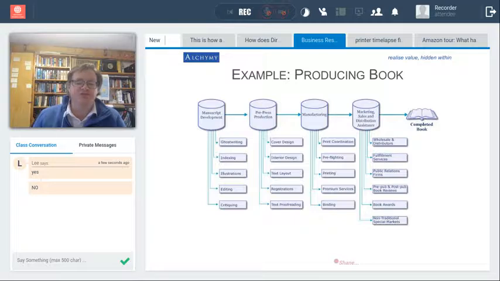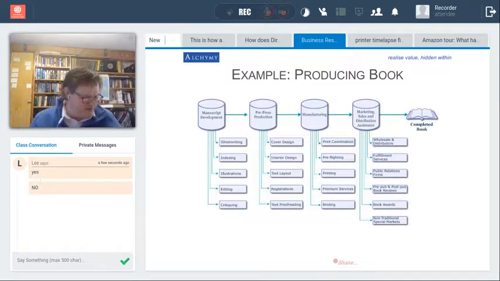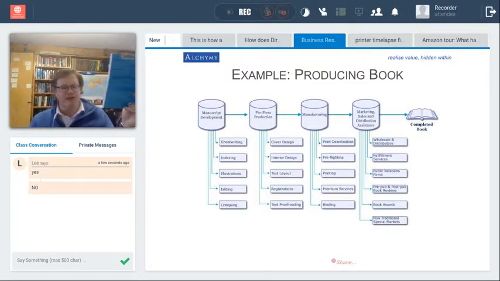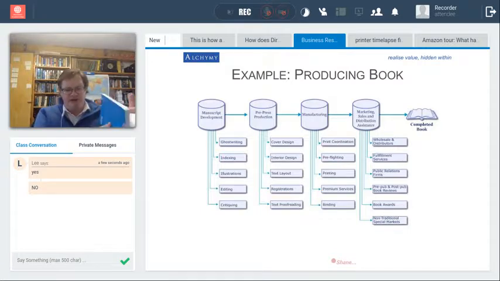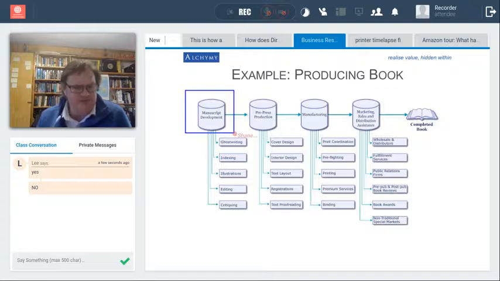So if we were producing a book, let's take something. We all know what a book is. That's a small little book there. There's another one there. A book: content, pages, and a cover. So what's involved in producing that? Well, if you think about it, there's a number of key steps. There's manuscript development. That's the content.